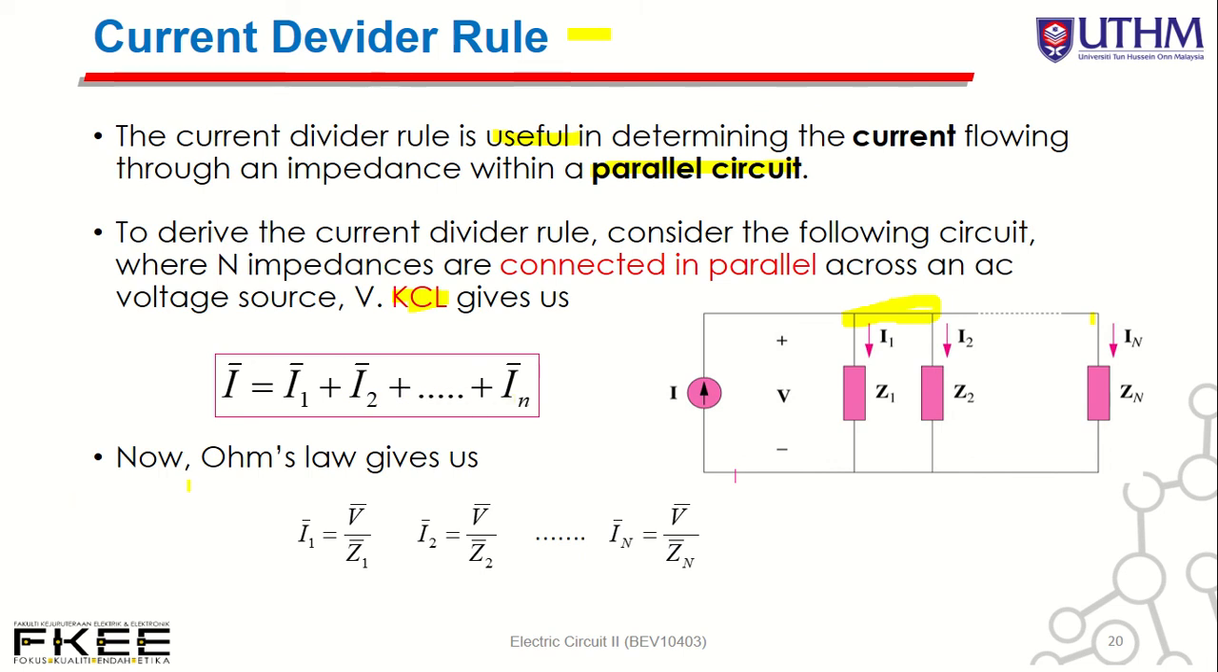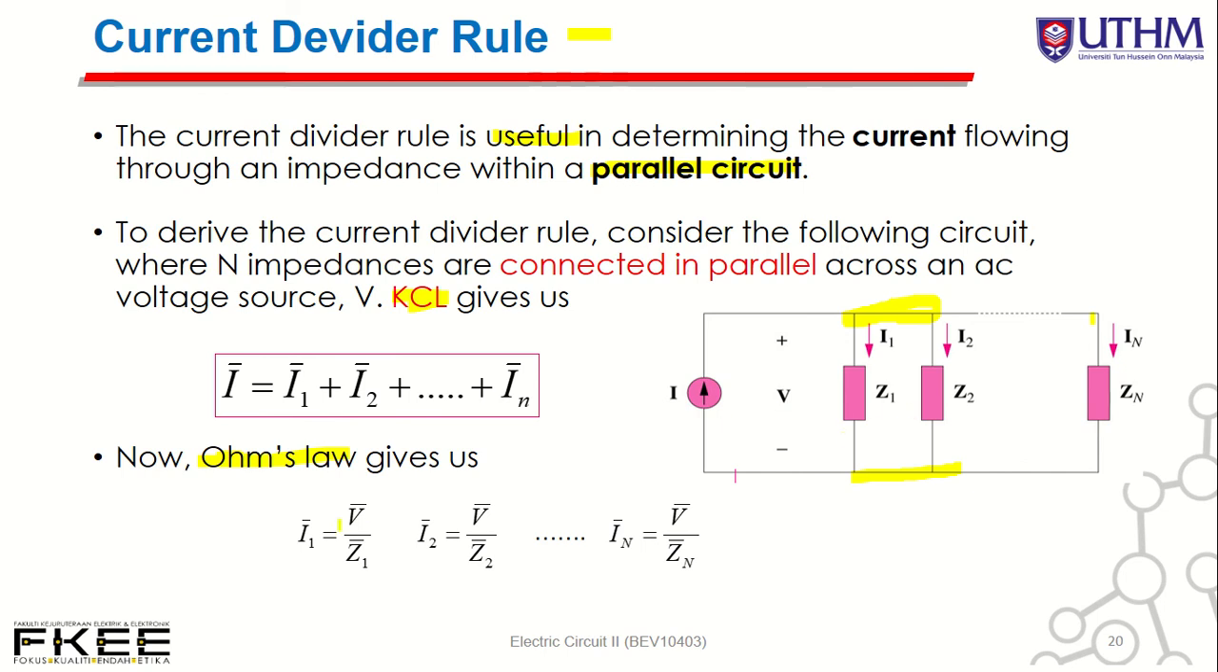Okay, so by using Ohm's law, we can determine the current I1. We have the voltage across Z1 equal to the voltage across Z2, until the voltage across Zn, because they are in the same node.